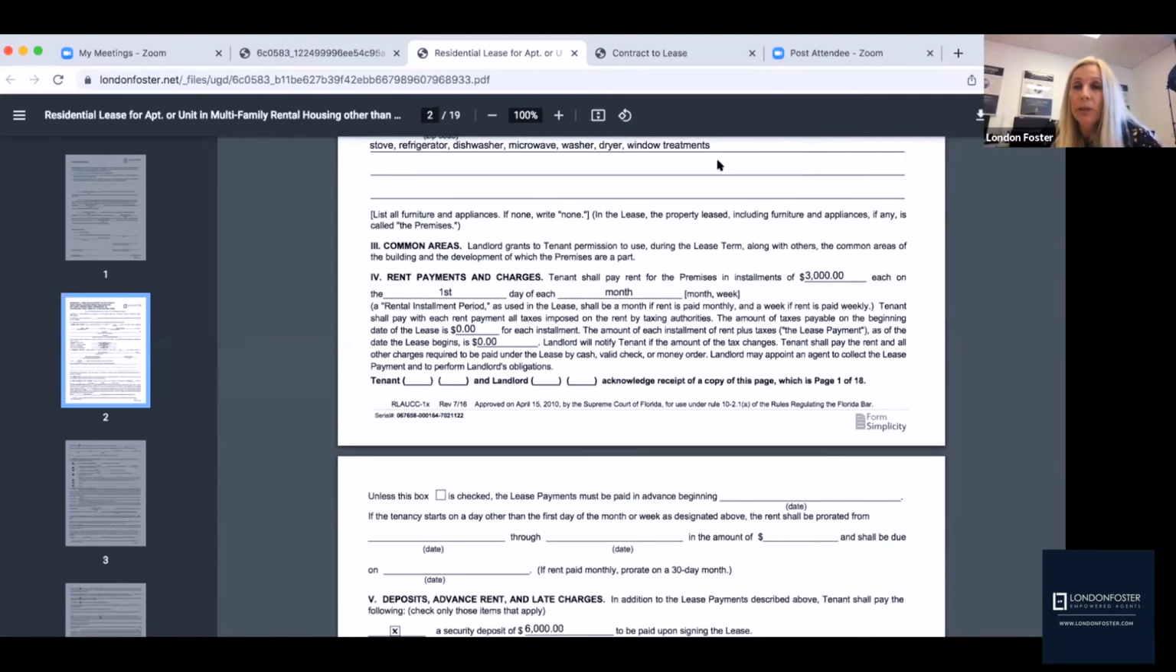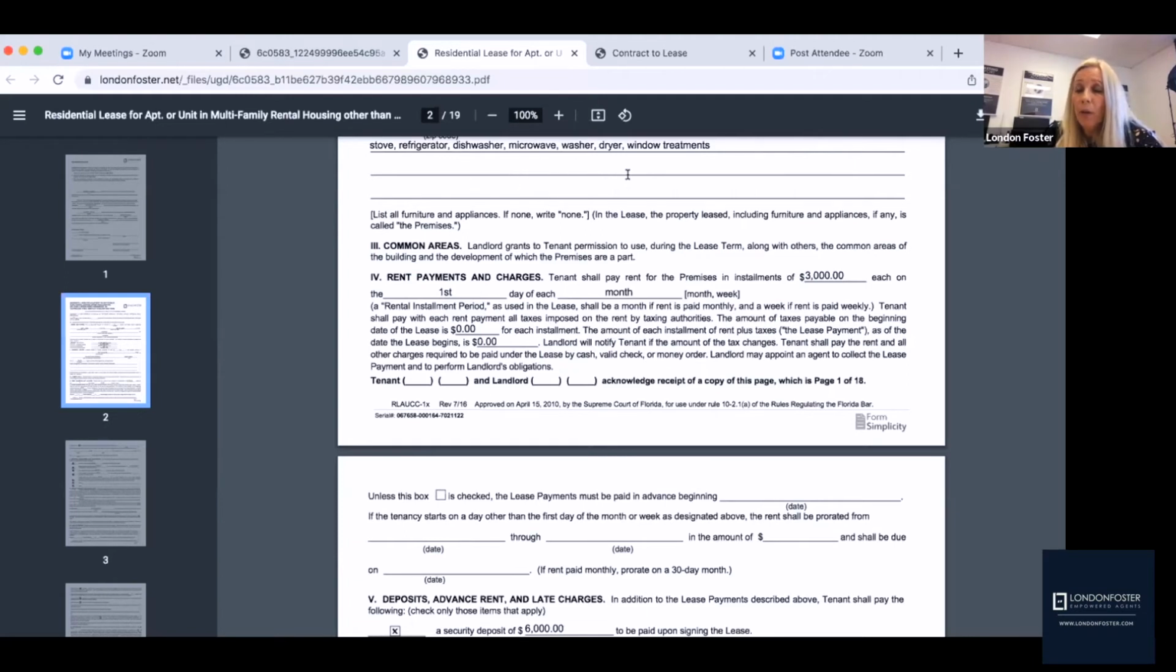So again, you can put see attached furnishings here. And when you do that attachment, that becomes a part of the lease. The furnishings become a part of the lease. So it also has to be initialed by all parties if you do that attachment. Okay, if there's nothing in there, then you write none. If furniture and appliances, it's empty, you write none.